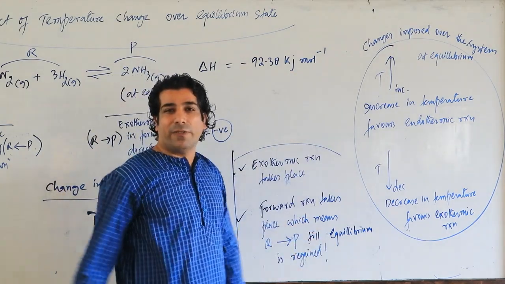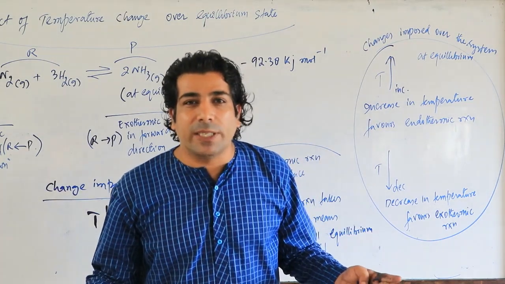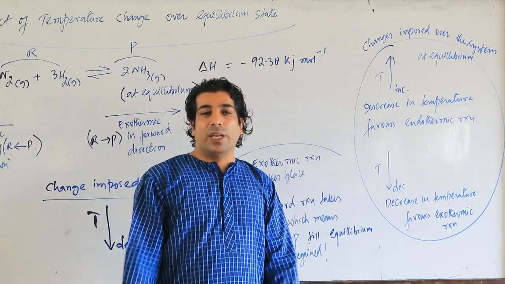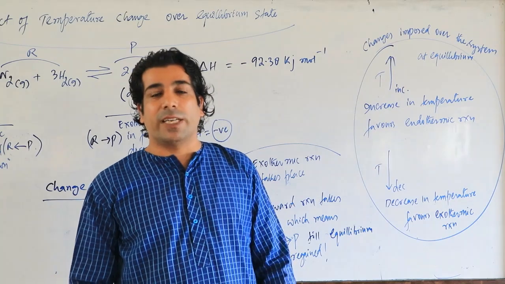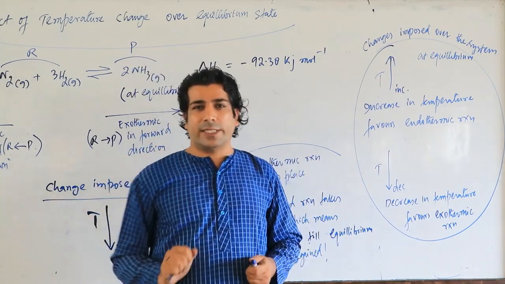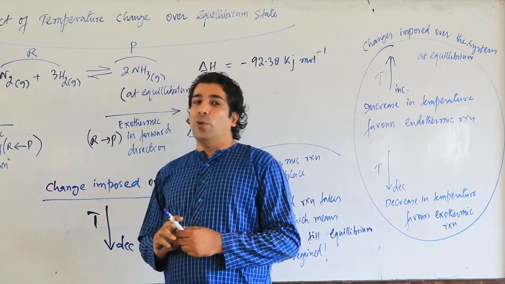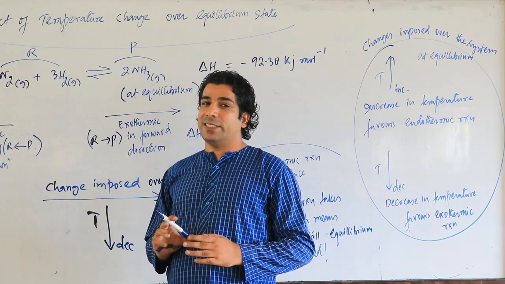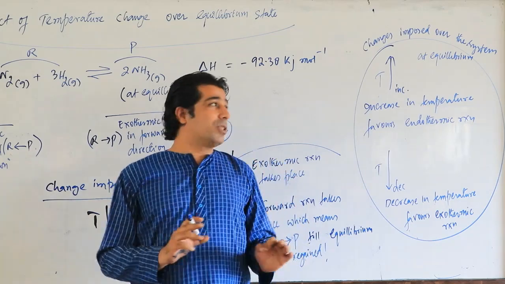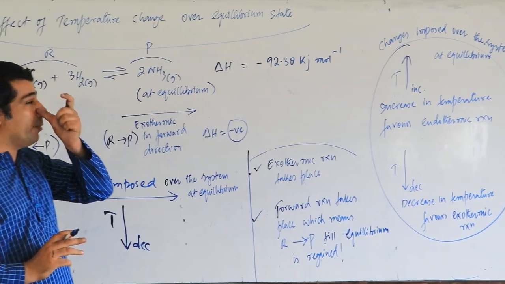So remember, my dear friends, when you increase temperature, endothermic reaction will take place, and when you decrease the temperature, exothermic reaction will take place, my dear friends. You take any example now, you should always understand that what is the effect of temperature over the equilibrium state. So that is about this particular factor, that is effect of temperature change over equilibrium state.